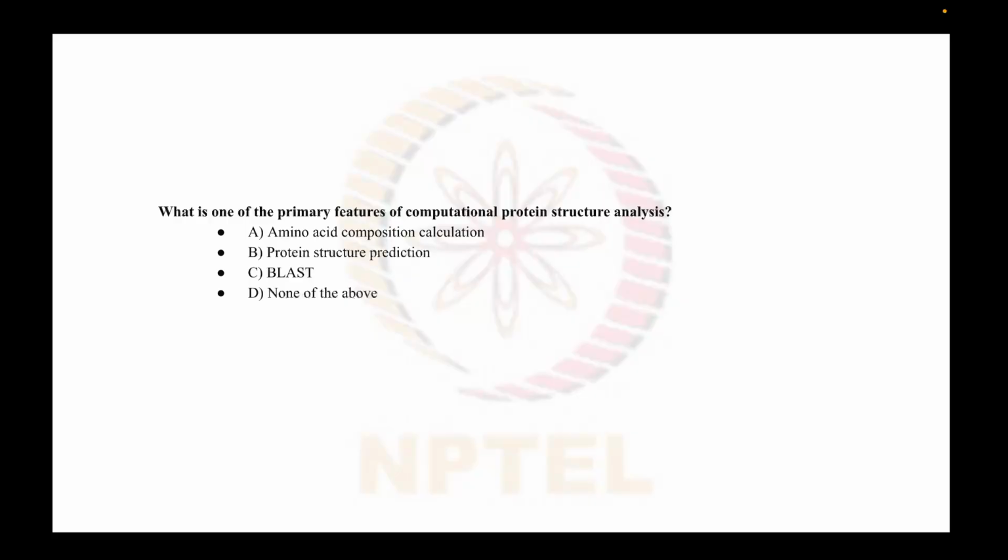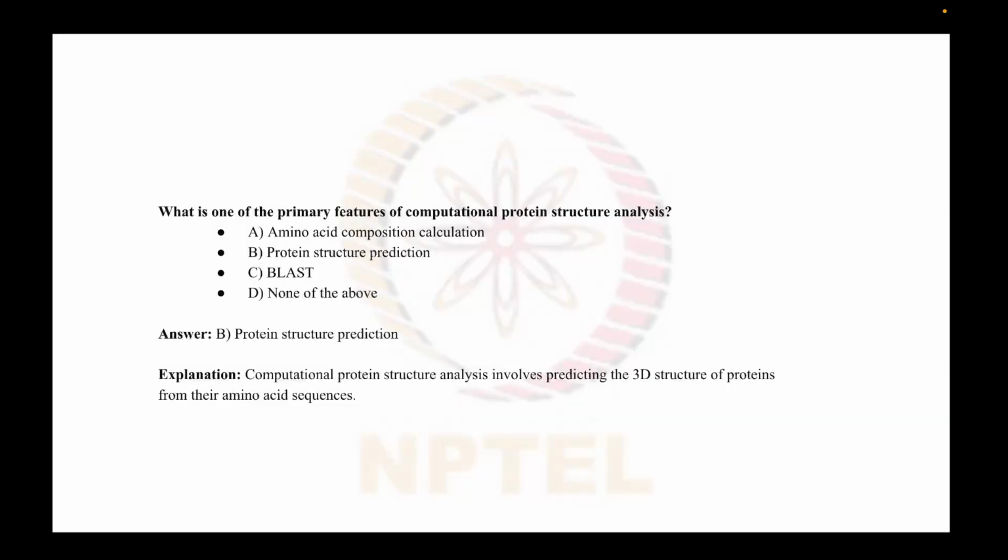Here, amino acid composition and BLAST are based on alignments and primary structure. So these are mostly performed using the sequences. So protein structure prediction is the primary feature in computational protein structure analysis.